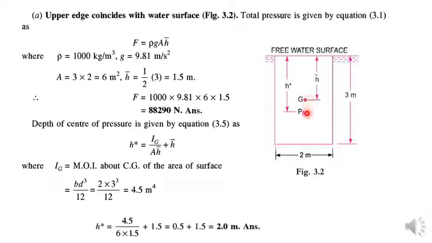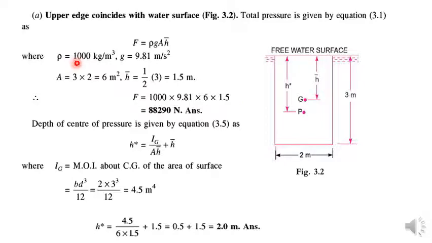It is obvious now that our center of pressure is always below the center of gravity. The distance of the center of gravity from the free water surface is represented by h bar, and the distance of center of pressure from the free water surface is represented by h star. If you want to determine the total pressure on this plane vertical surface submerged within the water, we have an equation: F is equal to rho g A h bar.